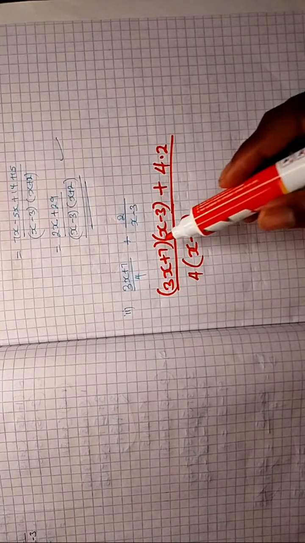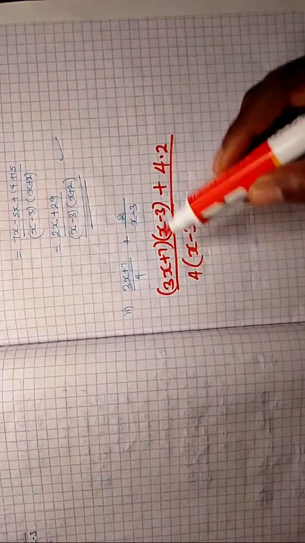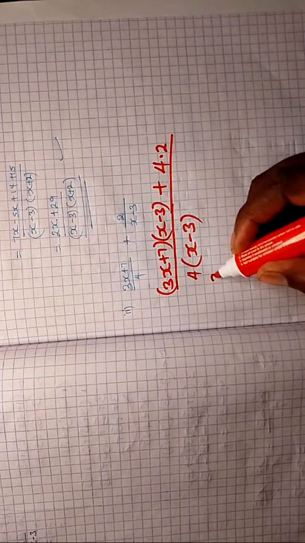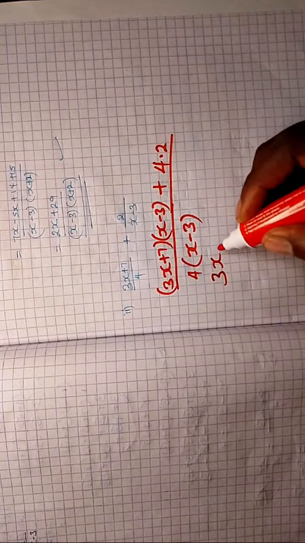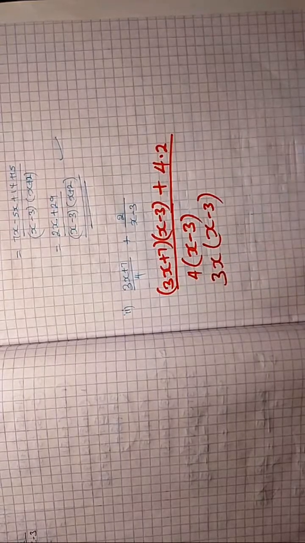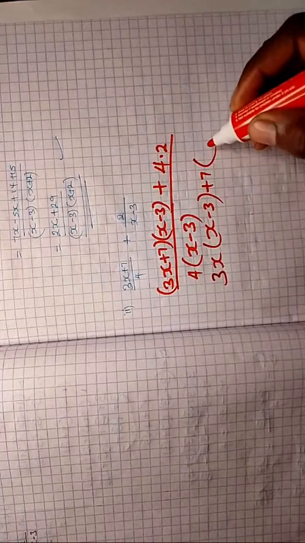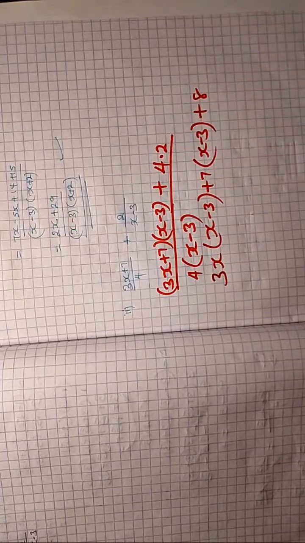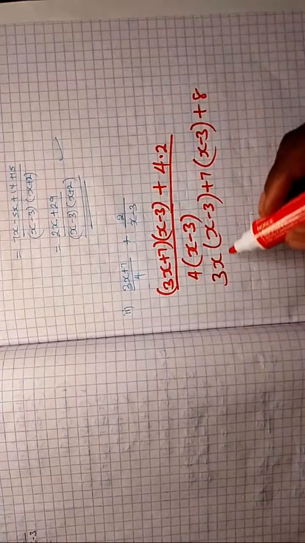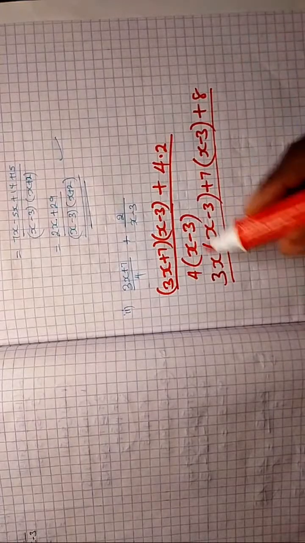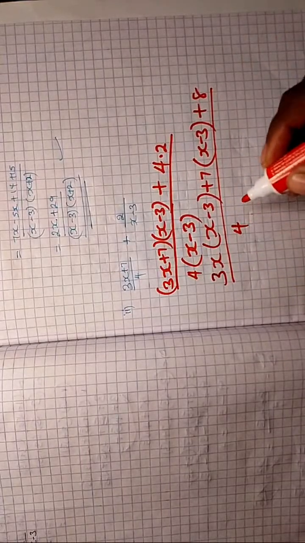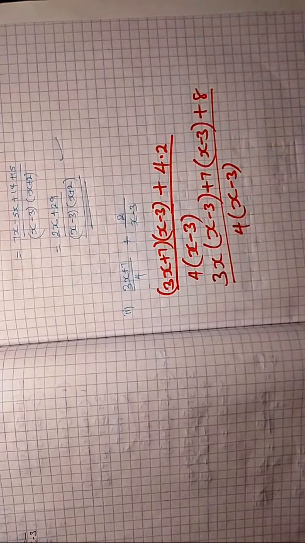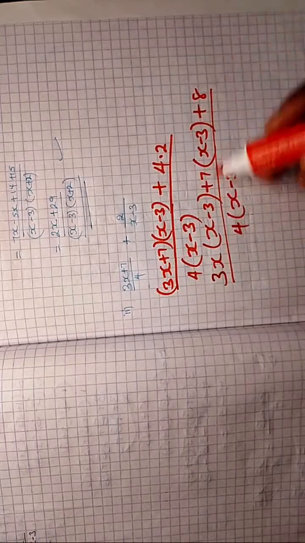So I need to open the bracket of this side here. I need to simplify it further. Now it will be 3x into x minus 3, plus 7 into x minus 3, plus 8, because 4 times 2 gives us 8, over this one. I think let this remain the way it is, that is 4 into x minus 3.